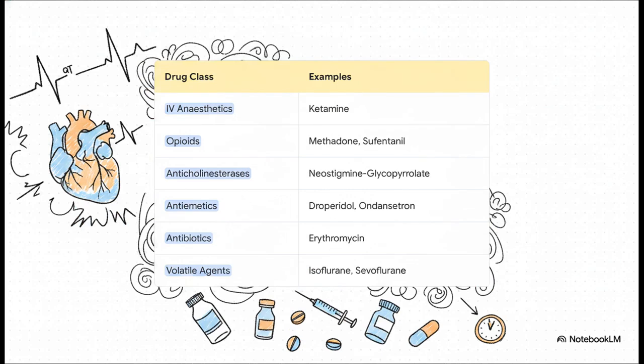Many of the drugs we reach for every single day can prolong the QT interval. This includes our volatile agents, ketamine, high-dose opioids like methadone and sufentanil, our reversal agents, and even common antiemetics. Now, seeing this long list might be a bit concerning, but it's absolutely crucial to understand that not all QT prolongation is created equal. The real risk is actually far more nuanced.